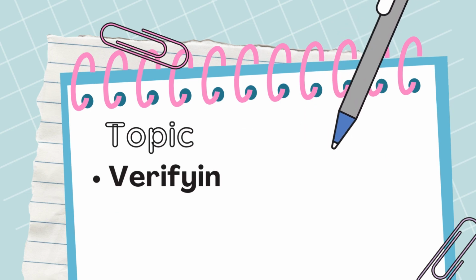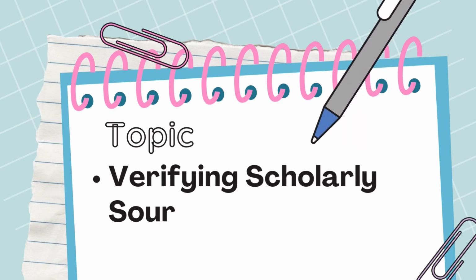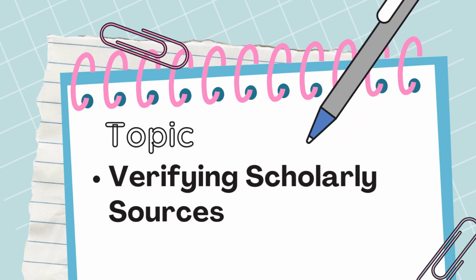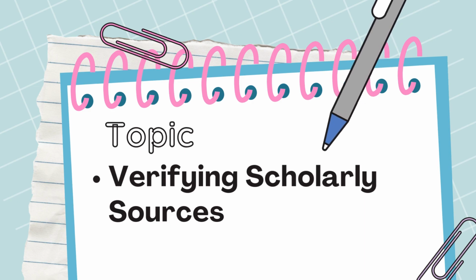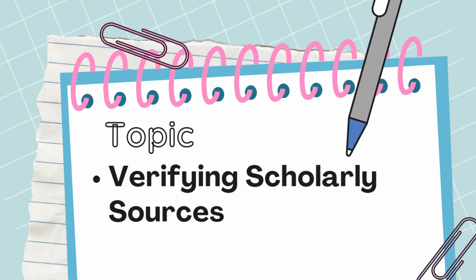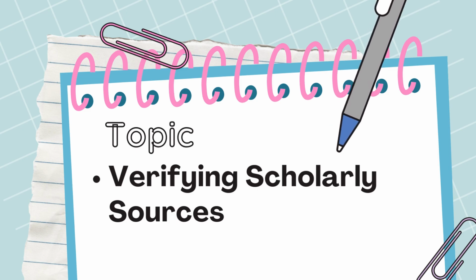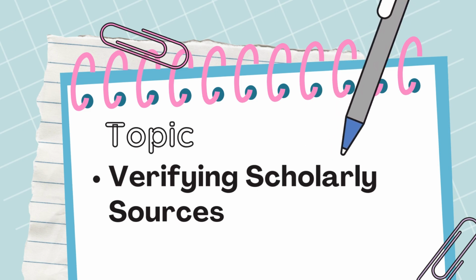Now that you've found some sources, how do you verify if they are truly scholarly? Let's discuss some criteria to consider. I will be applying this criteria to two examples. My first example will be of a web page, and my second will be of a journal article from the database.